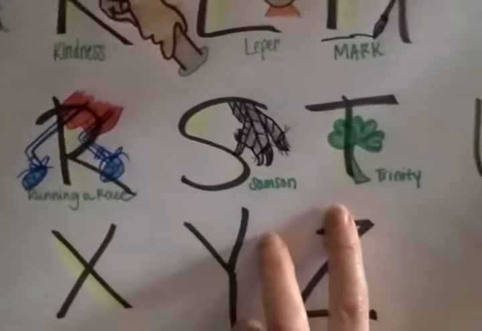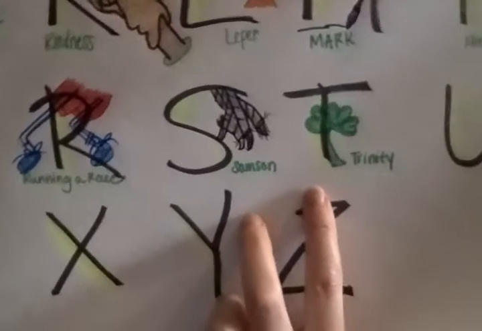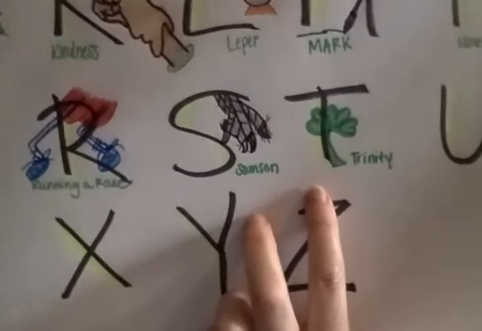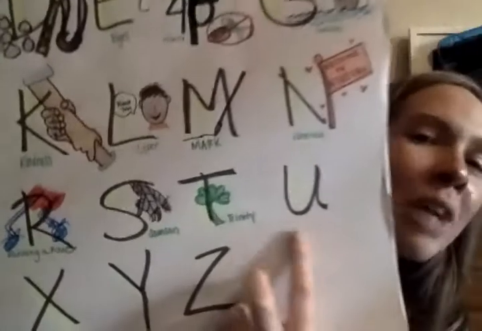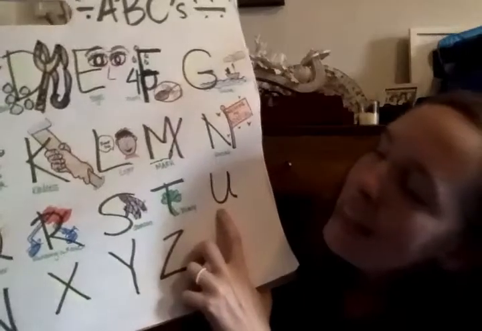And then last week we did T for Trinity. And we talked about the Father, the Son, and the Holy Spirit, all three entities of God, and a way for us to kind of picture that as parts of a clover. So here we are, all the way to the vowel that is U.